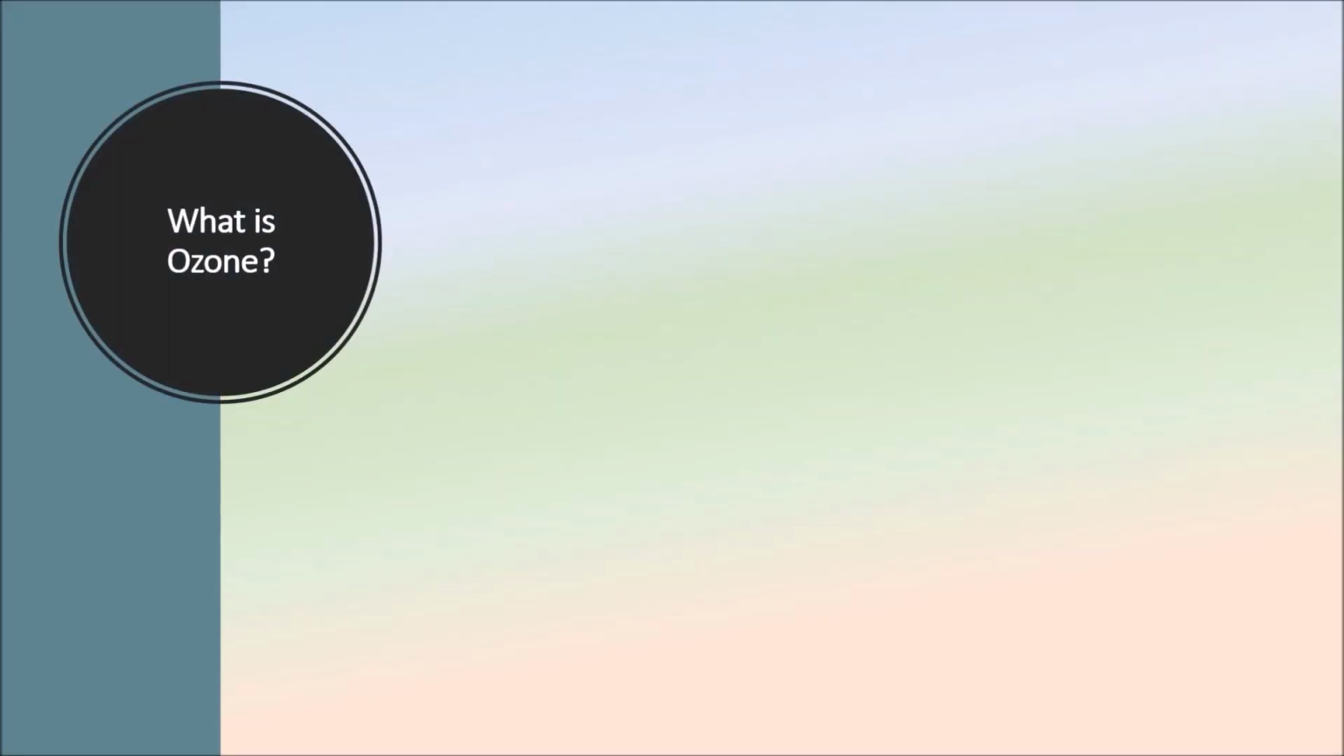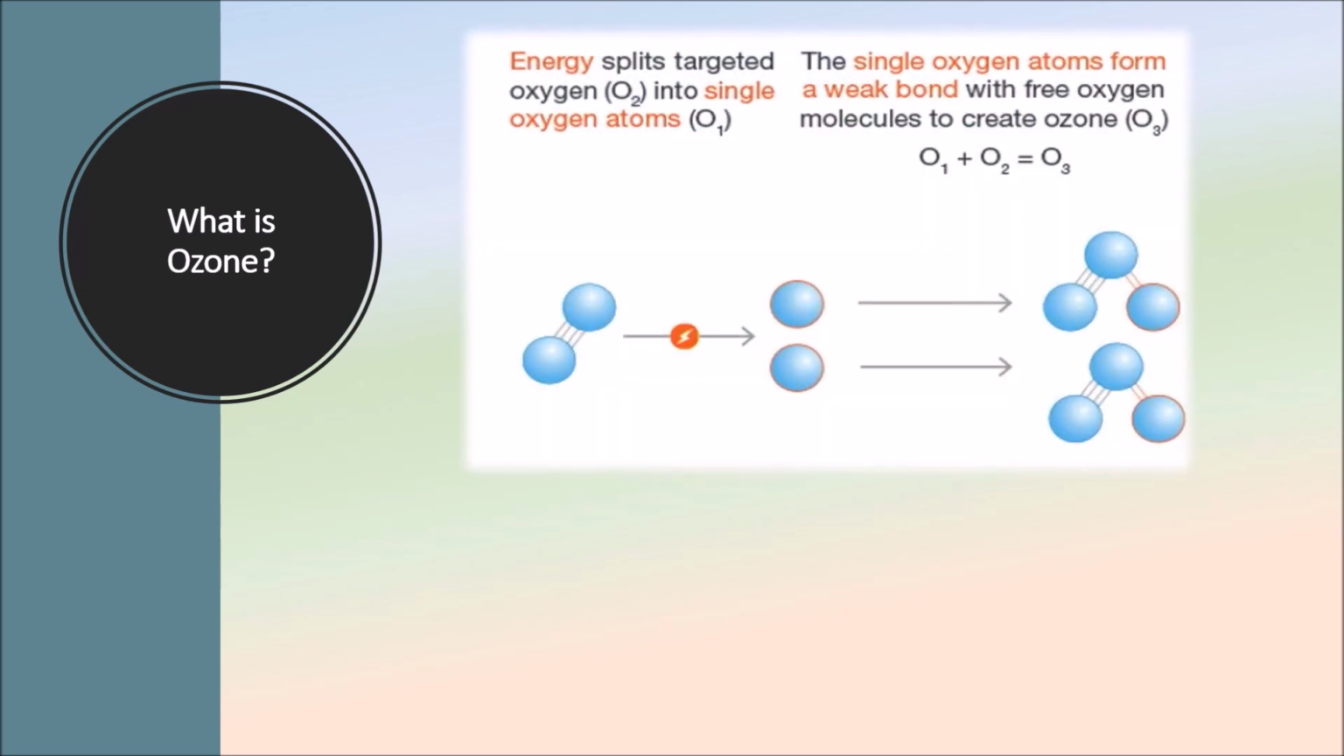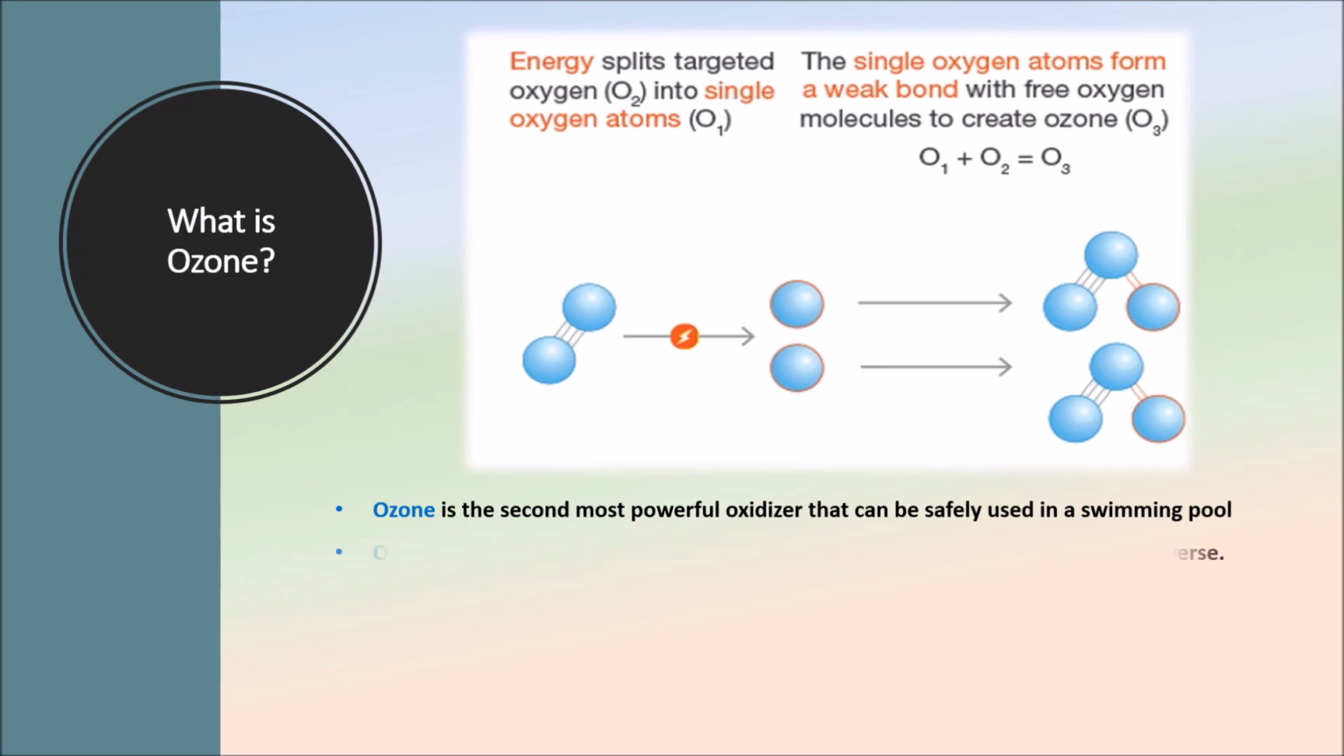Well, it certainly would, and it is in this oxidation capacity that ozone really excels. Ozone is the second most powerful oxidizer that can be safely used in a swimming pool. It's a form of oxygen, the third most common element found in the universe. The first two are hydrogen and helium, by the way.